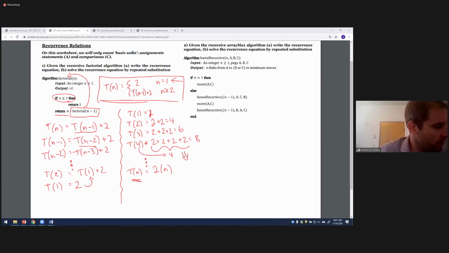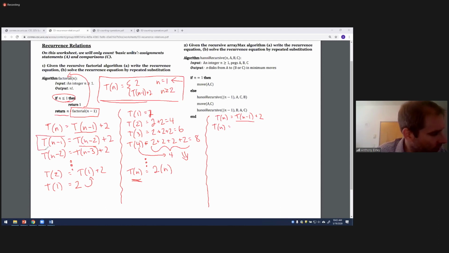Maybe I'll erase. I'll do it again over here. So another way of doing this is we've got t of n equals t of n minus 1 plus 2. And we can do this by what I'm going to call repeated substitution. So I know that t of n must also, I can replace this t of n minus 1 with what I've got here.